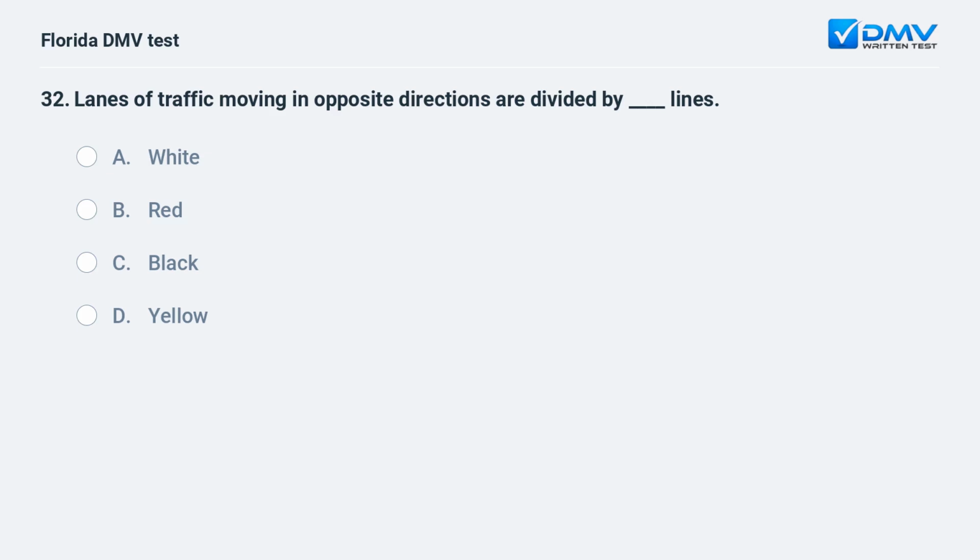Lanes of traffic moving in opposite directions are divided by blank lines. A. White. B. Red. C. Black. D. Yellow. D. Yellow. Yellow lines are used to divide traffic moving in opposite directions.